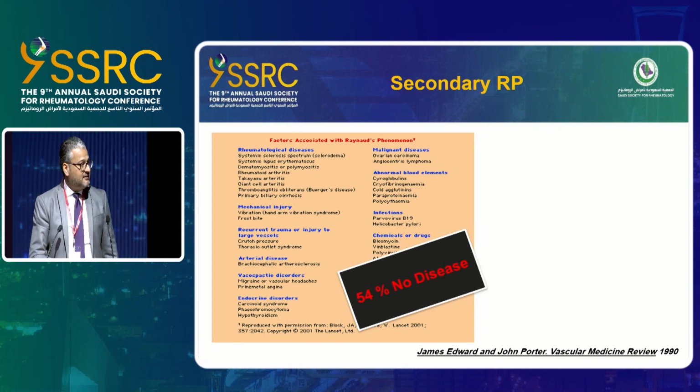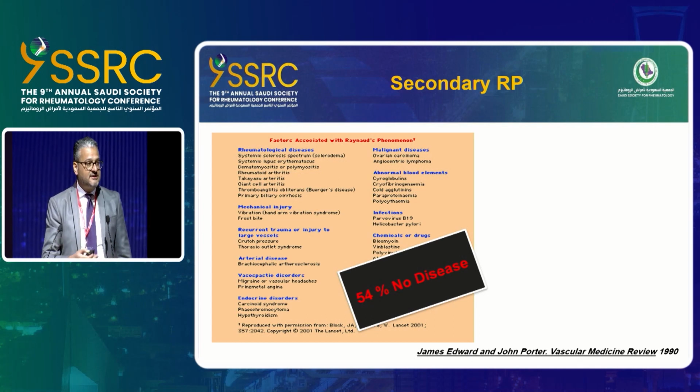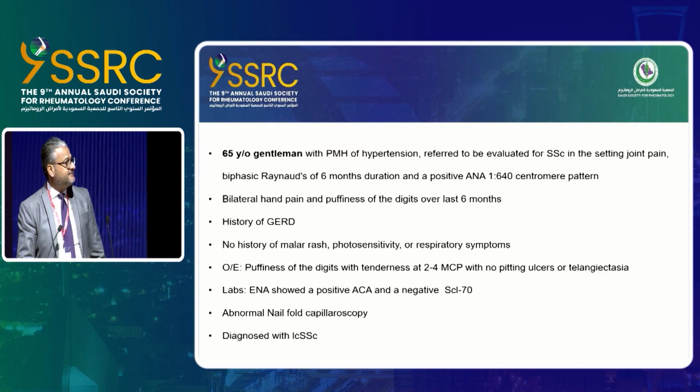There's this nice paper in 1990 that in 54% of patients there is no cause. So sometimes you utilize all your methods of screening, but at the end you can't find any cause. It doesn't mean that there should be something, but I think close follow-up and serial follow-up visits can help with trying to elucidate if there's any underlying connective tissue disease.